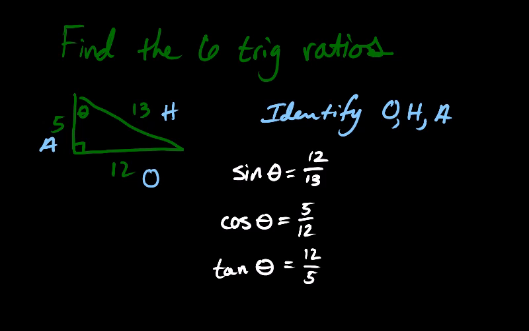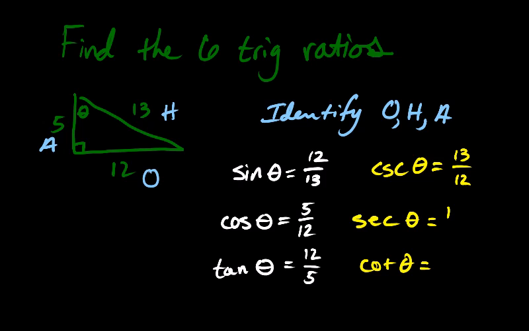Then your next three you can find just by flipping those three. So you just have to make sure you do the right ones. So cosecant of theta goes with sine, secant of theta goes with cosine, and cotangent of theta goes with tangent. So you just flip them. 13 over 12, 13 over 5, and 5 over 12.